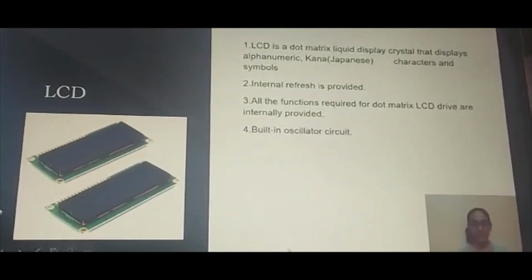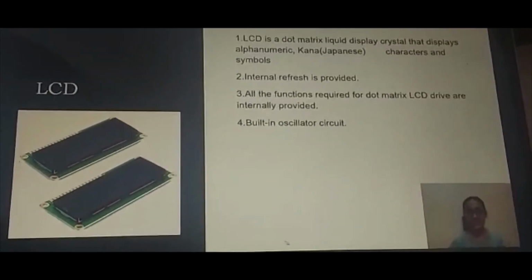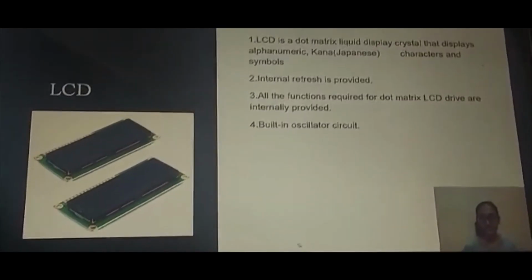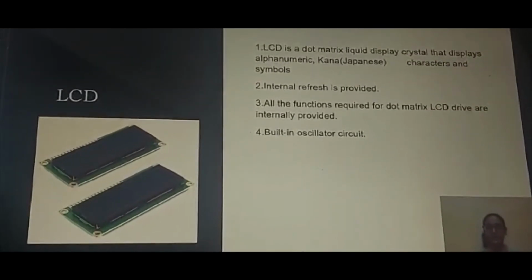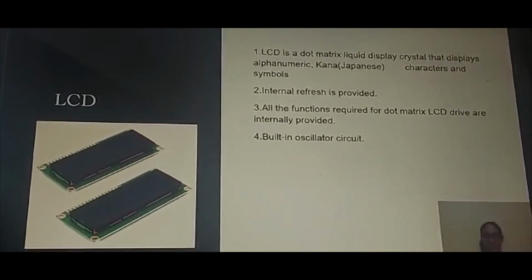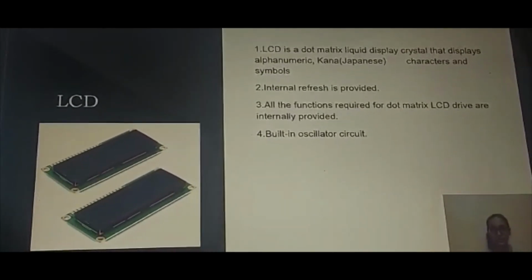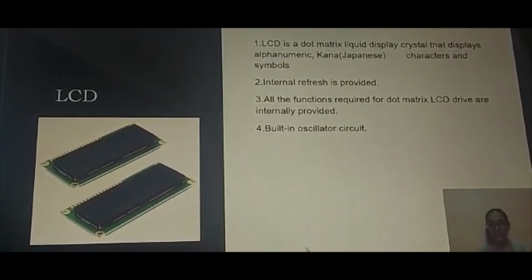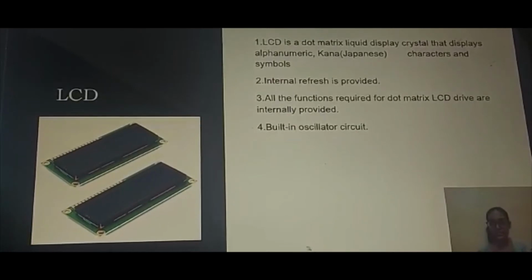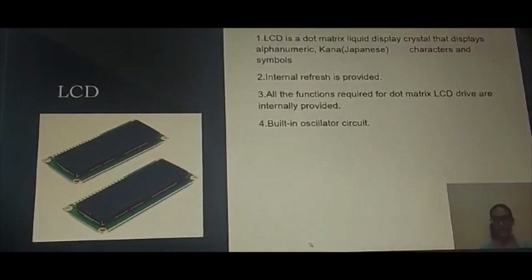Well, now I'll be speaking about the major components that we have used in this project, starting with LCD, that is liquid crystal display, which displays the alphanumeric characters and symbols. The LCD we will be using in this project is 16 into 2. This display consists of 16 columns and 2 rows. All the functions required for dot matrix LCD are internally provided. This is programmed using the library called LiquidCrystal.h.